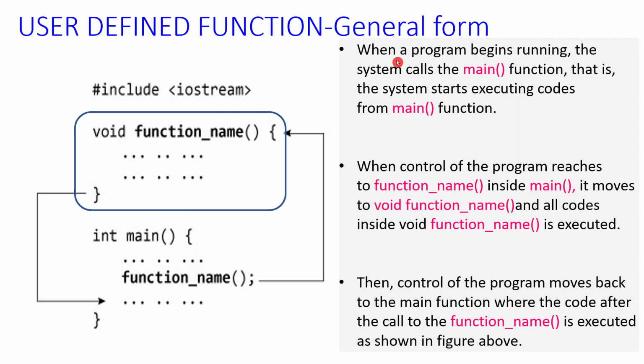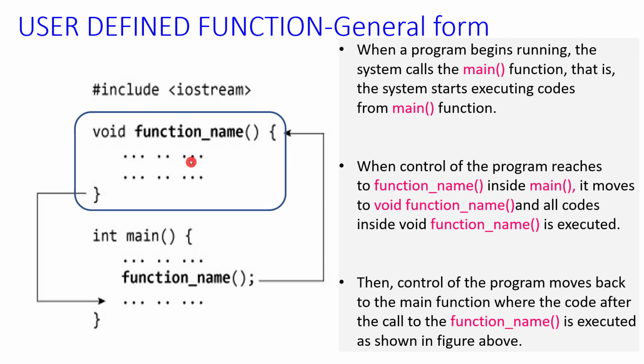This is a general way of performing the task. So let's see in detail. When a program begins running, the system calls the main function. However many functions there are inside this program, the one with integer main will be executed first. It's the first important thing to note. Whenever a program begins running, the system calls the main function. That is, the system starts executing code from the main function.